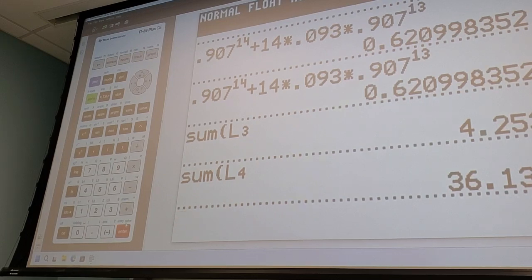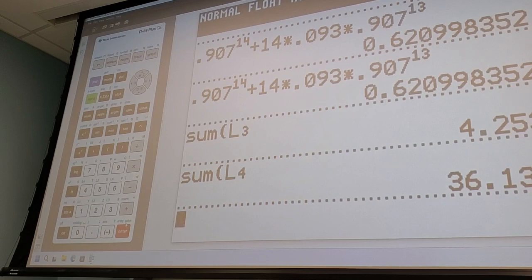Yes? How did you do the sum command? Go to, see above stat, it says list. So hit second stat. I want to do math on a list, right? See the math? Gotcha. And I want to do sum.